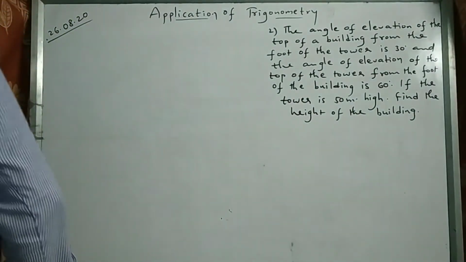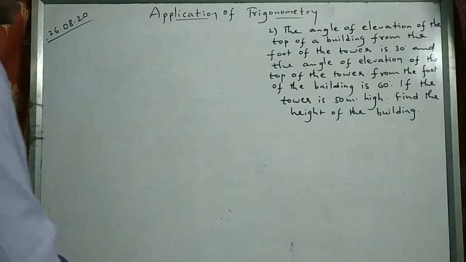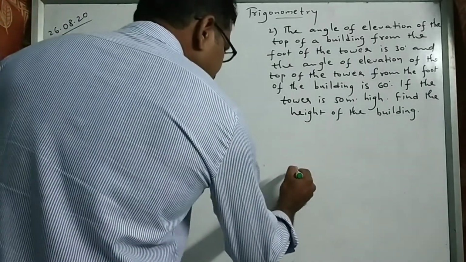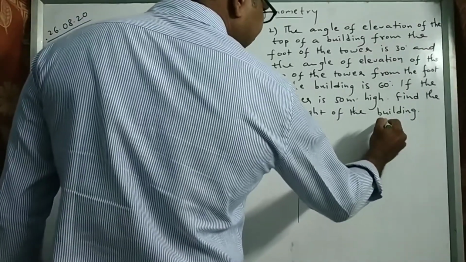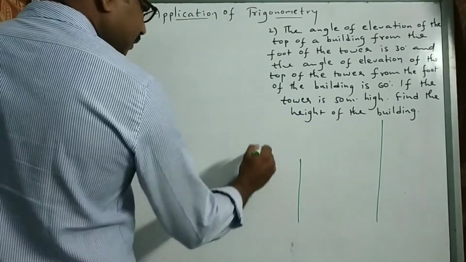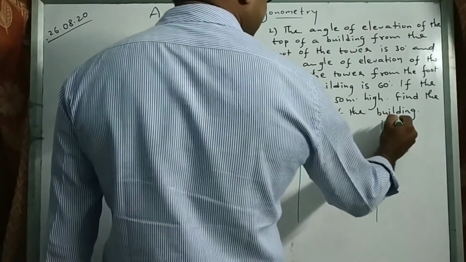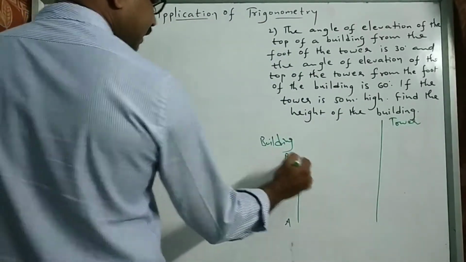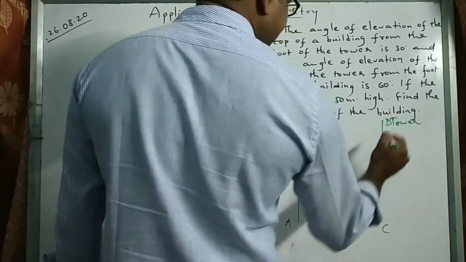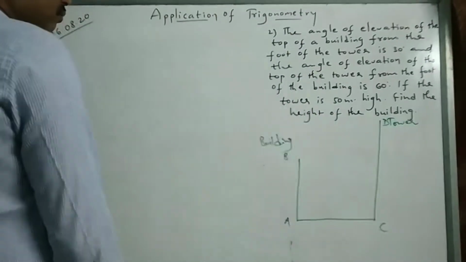Okay. Here I will take one building and a tower. The tower is taller than the building. So this is the building, and this I will take as a tower. Let AB be the building and CD be the tower. Both are standing on level ground.